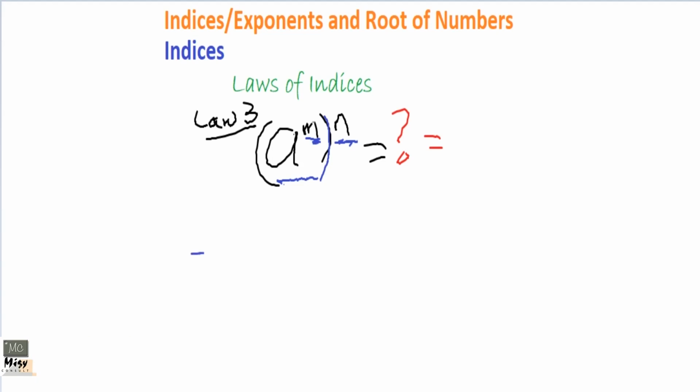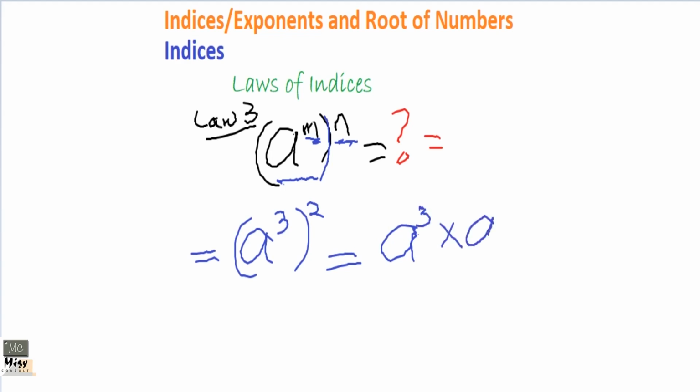So again, we take m as 3 and n as 2. So you know that we expand it as a raised to the power 3 times a raised to the power 3. Because a raised to the power 3 and you are raising it 2 times.